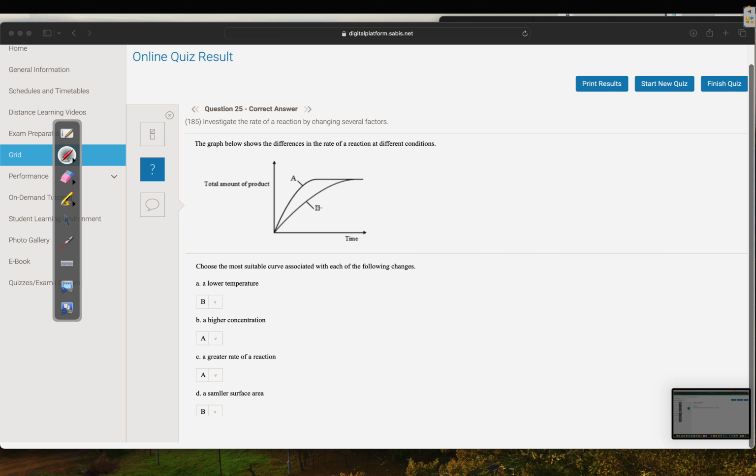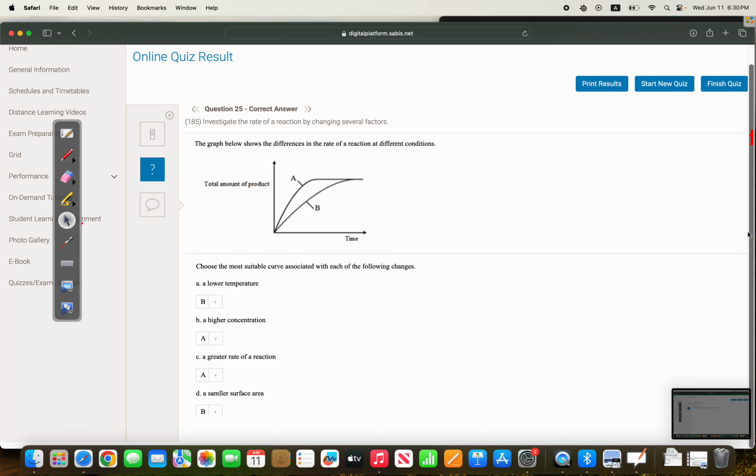A higher concentration will be A, because A is more steep, and more steep means the rate of the reaction is higher. A greater rate of reaction, as we said, A because it's steeper. A smaller surface area is B because it is less steep, and a lower surface area is.